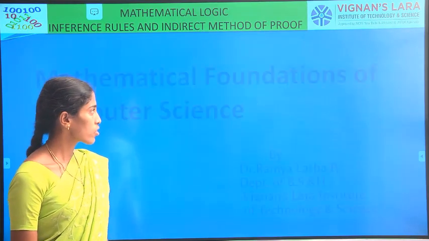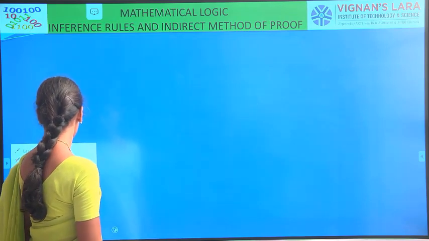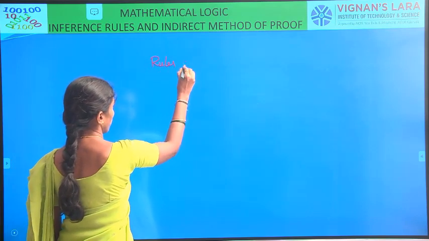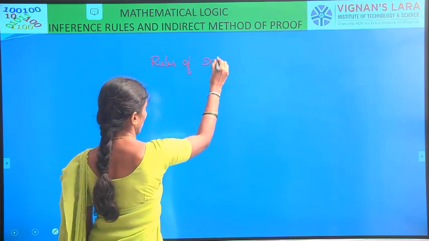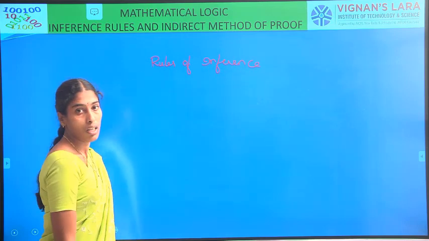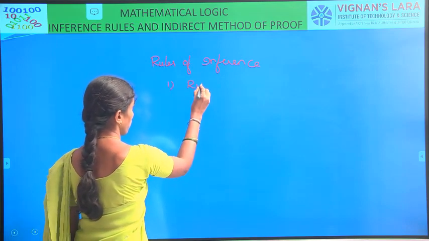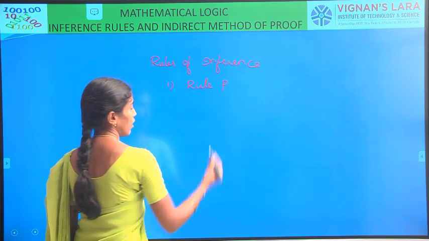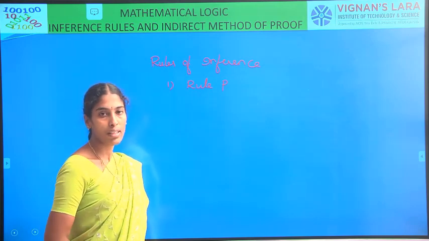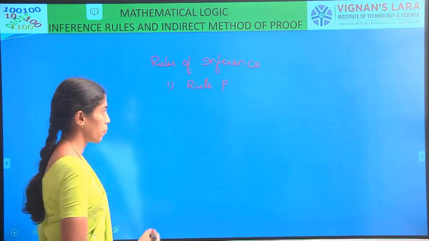In the last lecture, we discussed the concepts of rules of inference, so here we are discussing the three rules. First rule is rule P. Rule P is used if we use the given premise directly in the derivation part, we say that it is rule P.